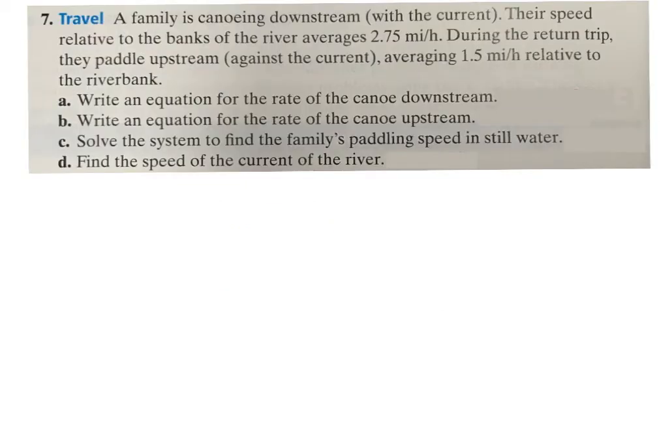This one right here. So, number 7. A family is canoeing downstream. That is with the current. Their speed relative to the banks of the river averages 2.7 miles per hour. During the return trip, they paddle upstream against the current, averaging 1.5 miles per hour relative to the riverbank. Write an equation for the rate of the canoe downstream. Write an equation for the rate of the canoe upstream. Solve the system to find the family's paddling speed and find the speed of the current.